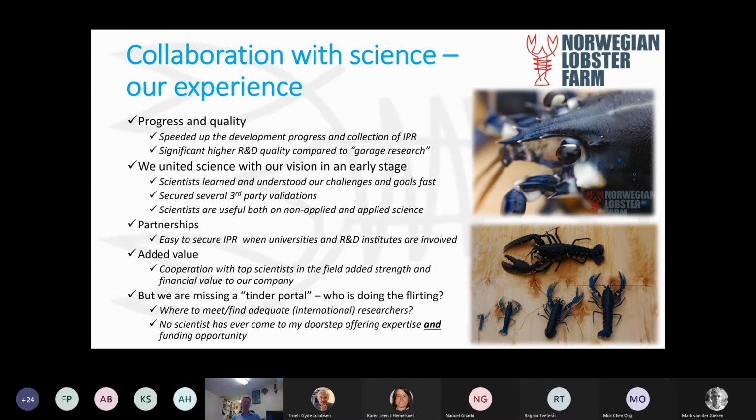But I don't know if it's the right term, but we are missing the Tinder portal. Where to meet these researchers? Who is doing the flirting? Will the scientists come to us and sell the services, or do we need to always be the one searching for the researchers or the institutes? What are they doing? Where can they support us, and so on? So maybe we should have an application or an app for what the university is doing, and who the scientists to contact are.